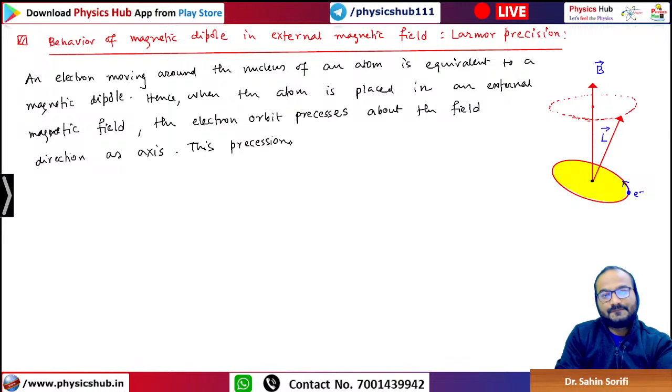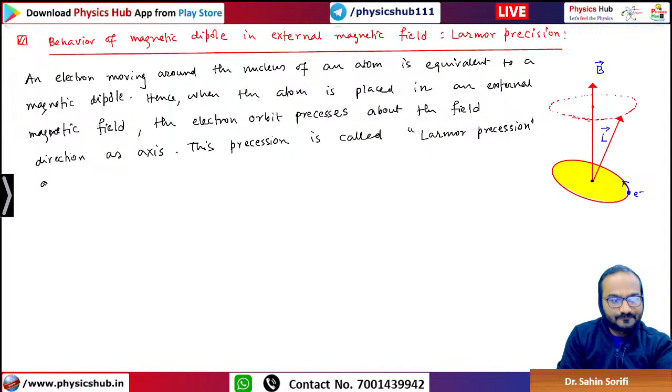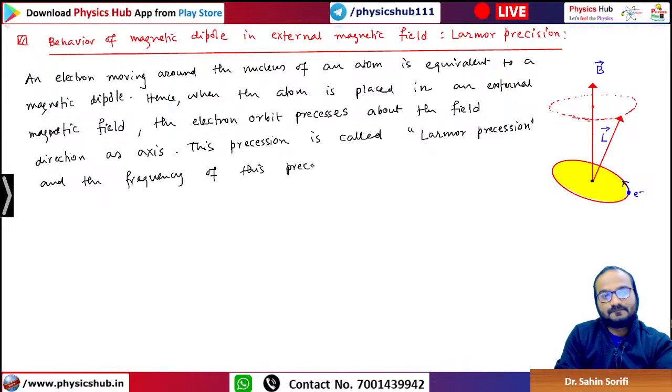This precession is called Larmor precession. And the frequency with which this Larmor precession is happening is known as the Larmor frequency. And the frequency of this precession is known as Larmor frequency.